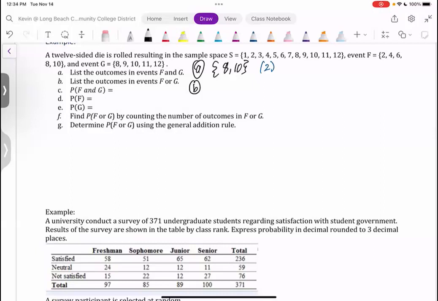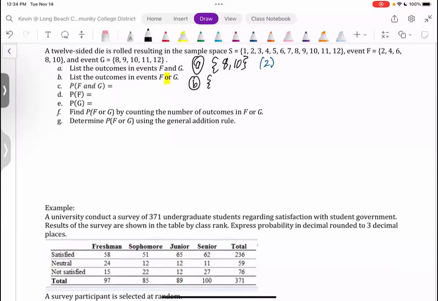Part B, now we're going to list F or G. So we want all of the events in F and including all of the events in G. So this is going to be 2, 4, 6, 8, 9, 10, 11, 12. So this is the all-inclusive one. All right. Part C.